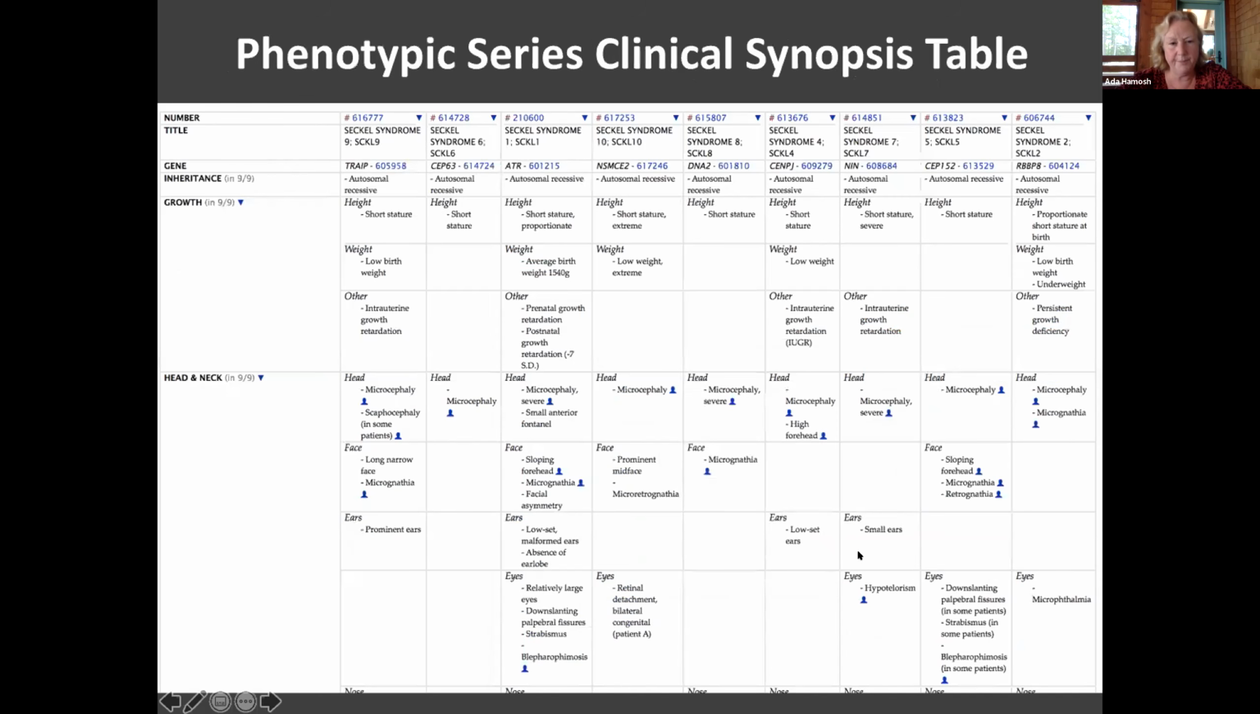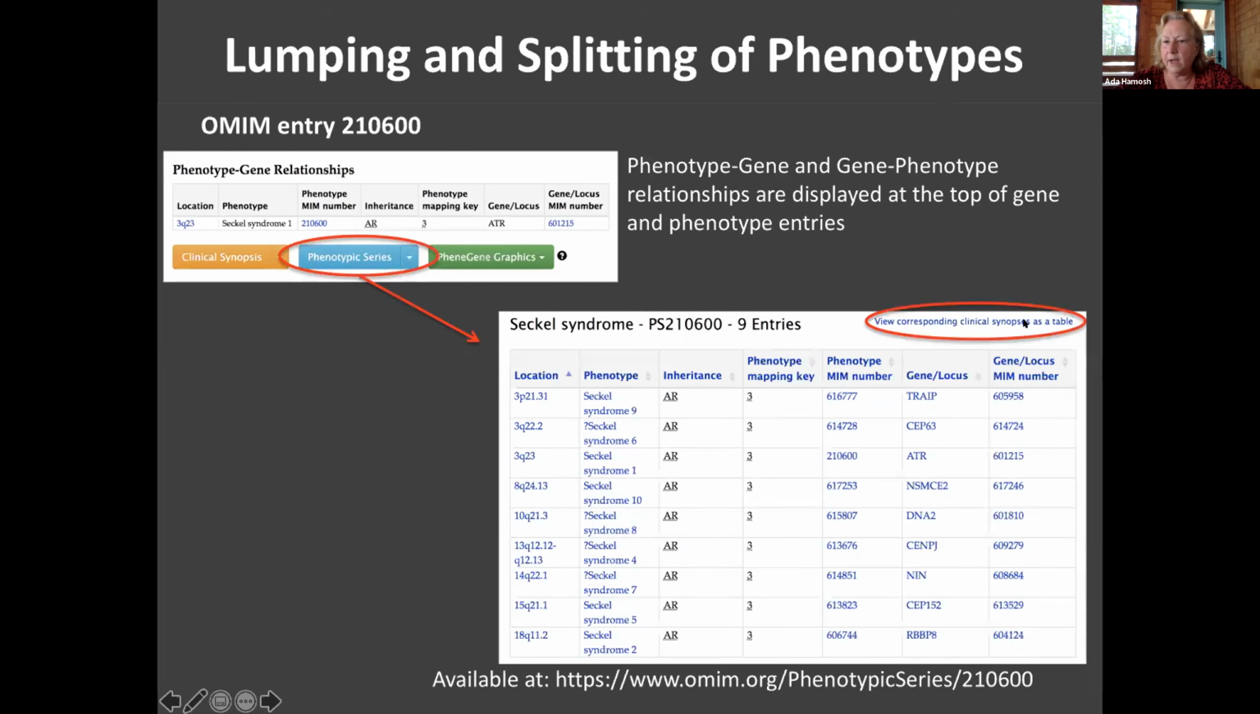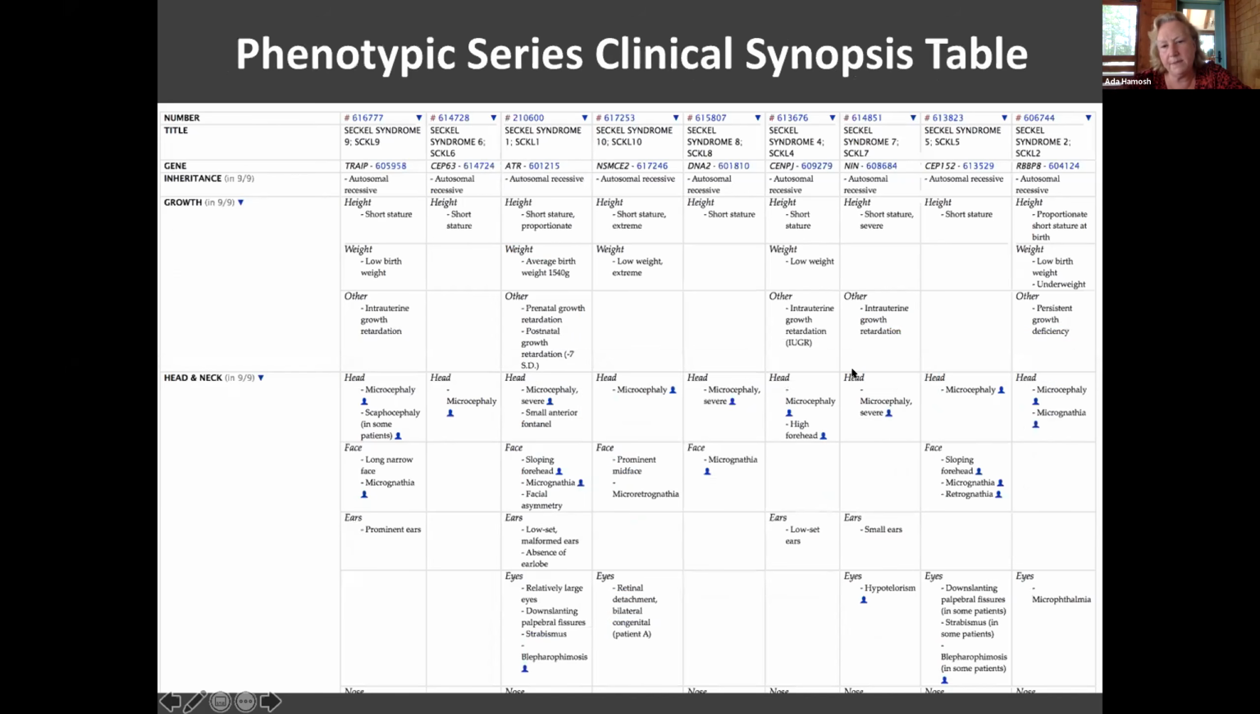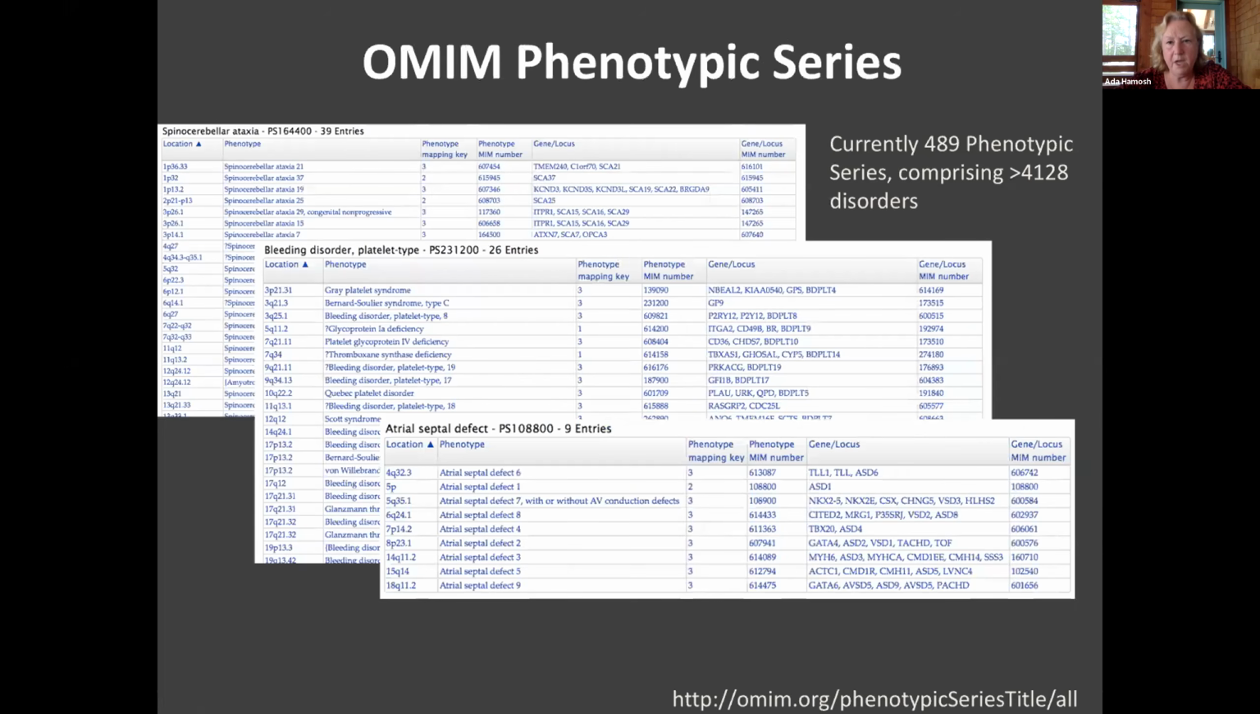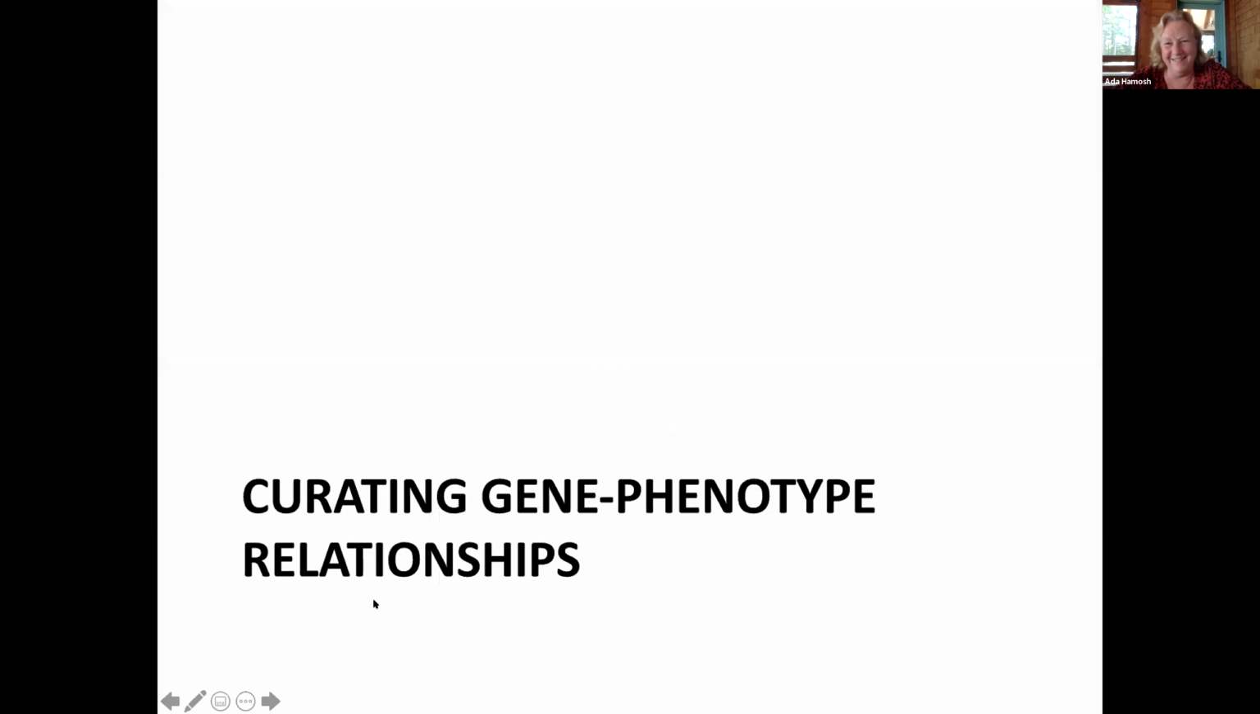Okay, moving along here. So this is an example. I'm sorry, I don't know if I circled it, but let me go back one. Yeah, so I viewed the corresponding clinical synopses as a table. So this is another way to see them all together for all the Sickle syndromes. And you can line them up and see how they're different or the same. Very useful information. Okay, so currently we have 489 phenotypic series that comprise over 4,100 different disorders. And a disorder can live in more than one phenotypic series depending on how they're structured. Okay. I'm hearing no questions. Does anyone have any before I move on to curating gene phenotype relationships?